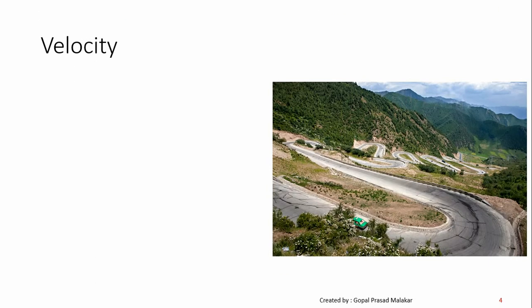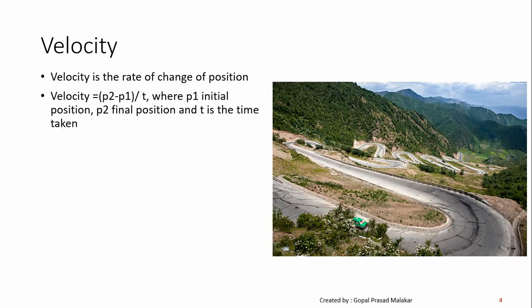Now let's understand what velocity is. Velocity is the rate of change of position. If the initial position is p1 and the final position is p2 and the time taken is t, then (p2 minus p1) by t will give you the magnitude of the velocity, and the arrow connecting p1 to p2 will give you the direction. So let's see it by example. It's a vector, which you need to keep in mind.